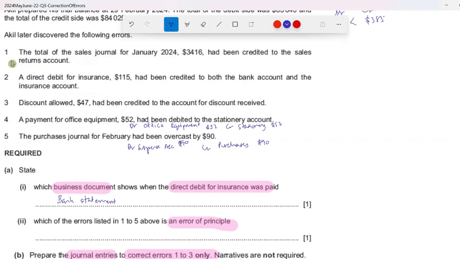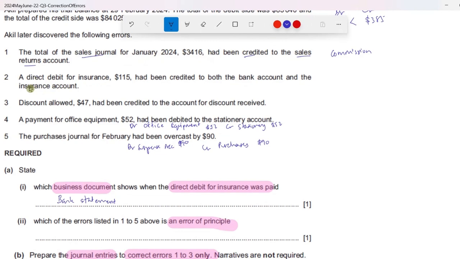Let's review through the type of error being done here. The first one, right, this error is an error of commission. It's an error of commission because both are revenue accounts, right? They should credit sales account with this amount, but they credited sales return. The impact is that revenue is recorded or impacted as the same amount, the same value, but is put as a credit into the wrong account. Sales journal should be credited, but they credited sales return.